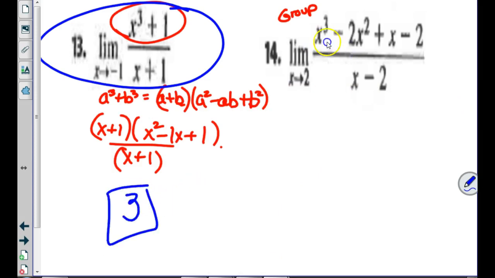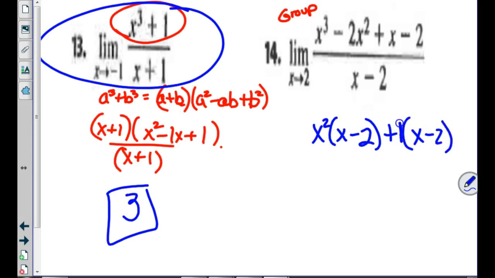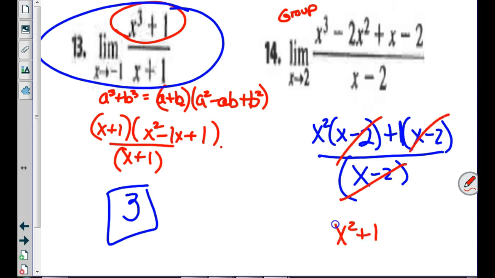Anybody factor by grouping up here? Take an x squared out of the first two and what's left? x minus 2, and then there's an x minus 2 back here. So there's a 1. If we divide out all the x minus 2's, what will be left? An x squared plus 1, and then if we put a 2 in, we will get 5. I'm not going to graph it just because it's not that messy on the final anyway.